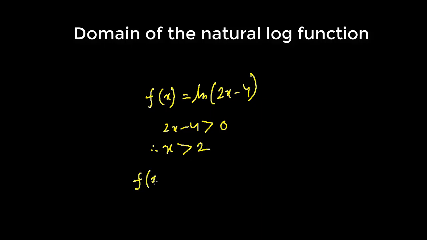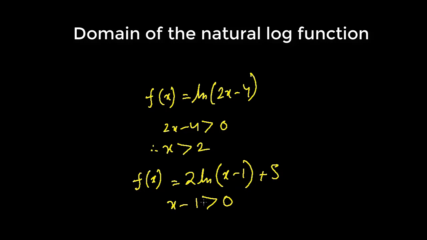Another example would be if we have 2 ln of (x minus 1) plus 5. Now this 2, the coefficient, and this 5 added over here don't really matter for the question. What we need here is what's inside the logarithm, x minus 1. So x minus 1 can only be positive. It cannot be 0, it cannot be negative. Therefore x is greater than 1. This is the domain of the log function.